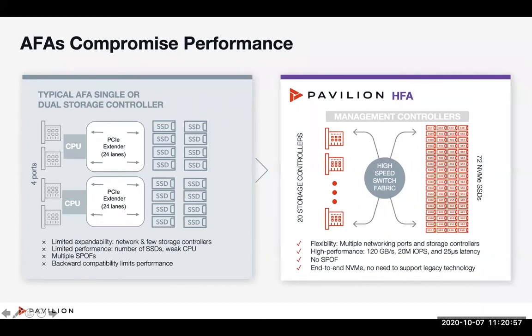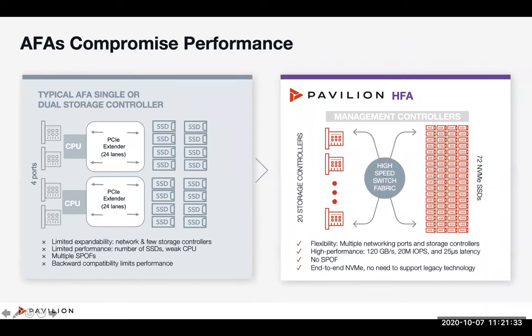It's a high-speed, non-blocking switching fabric capable of 6.4 terabits per second of throughput. And what that has enabled us to do is to move from that legacy dual controller to up to 20 storage controllers in each individual array. What does that do for us? Well, it gives us flexibility. We can have multiple networking ports, multiple storage controllers, all accessing data at the same time, providing greater aggregate throughput. We have unbelievably high performance, 120 gigabytes per second of throughput from an individual 4U array.